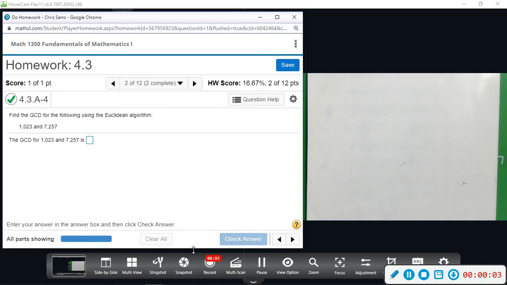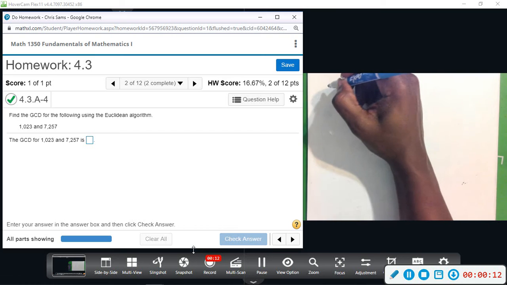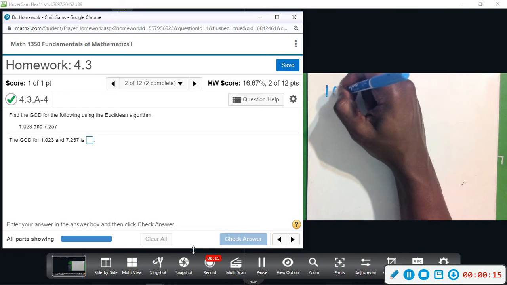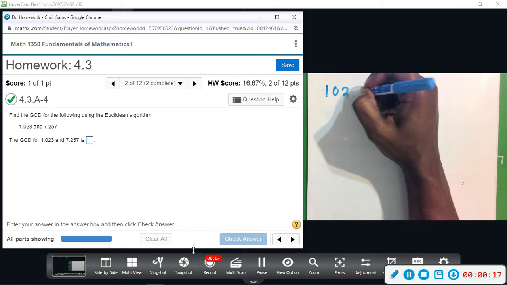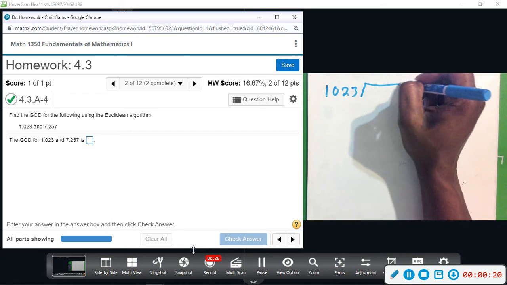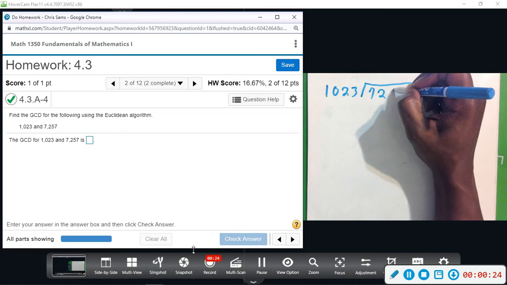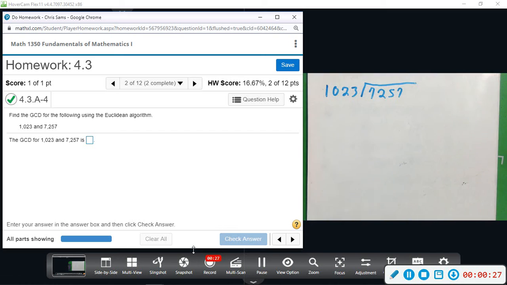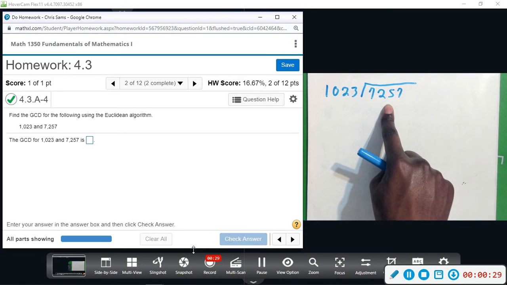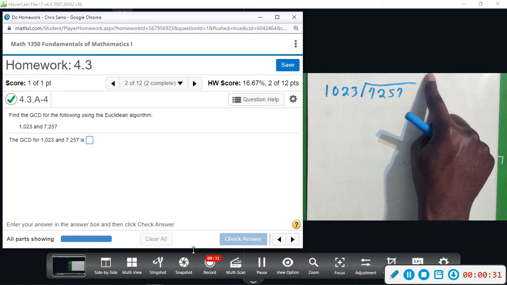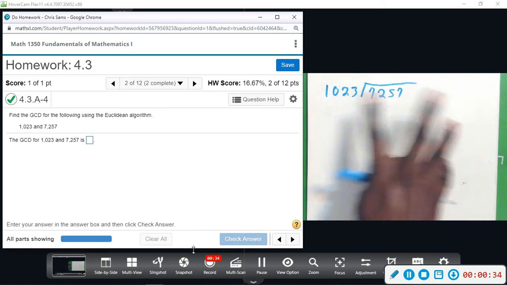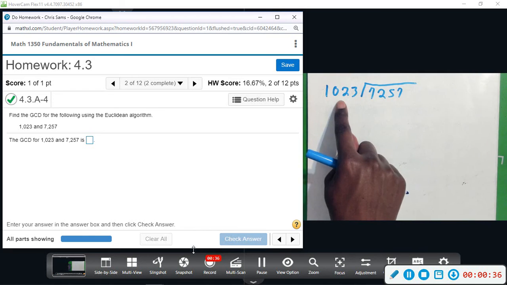Alright, number 2, we want to find the greatest common divisor using the Euclidean algorithm. What that basically says is we're going to divide the larger number by the smaller number. Starting out, 7257. So we're going to take this divided by this and then we're going to get our remainder. Whatever the remainder is, if it goes in evenly, then this would be the greatest common divisor.